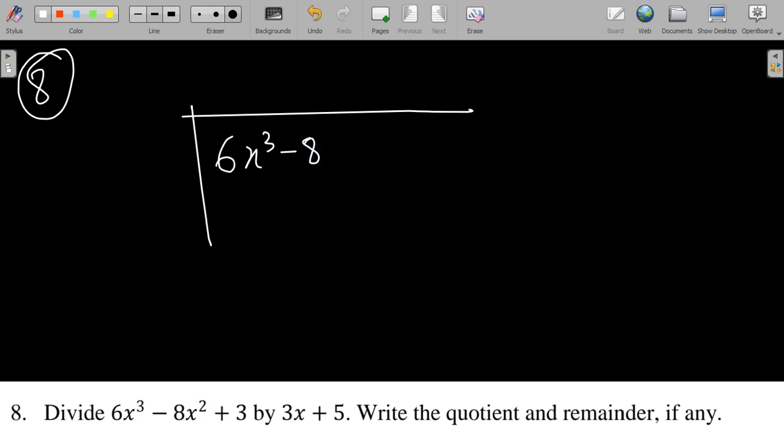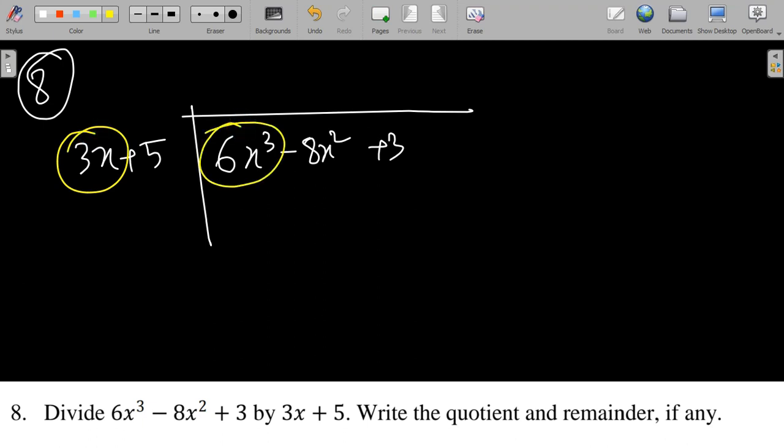So we have to divide 6x cube minus 8x square plus 3 by the term given, 3x plus 5. So let's start this division. First of all, as I've told you in the class also, we have to see the leading terms. The leading term is the term with the highest power.